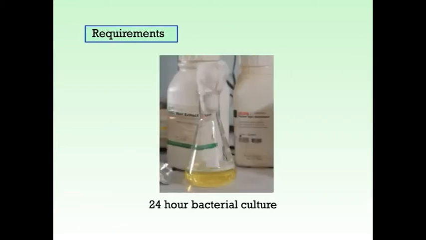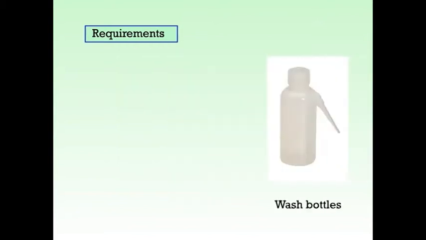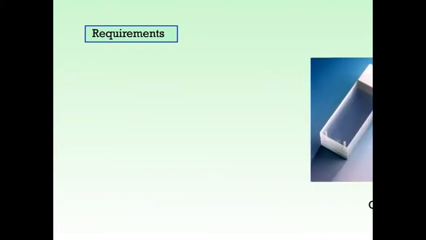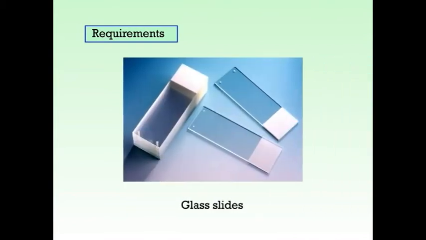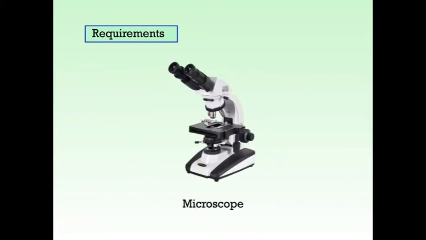So now we'll see the requirements. First one is the 24 hours bacterial culture. Then gram staining reagents, which include the crystal violet, gram's iodine solution, 95% ethanol, and safranin. Next is the staining tray, then wash bottles, droppers, inoculation loops, glass slides, spirit lamp, microscope, and so on. So now we'll see the procedure.